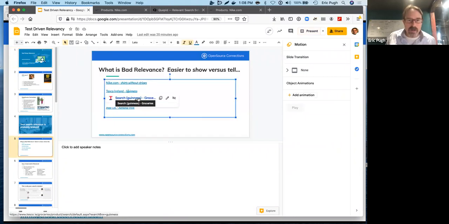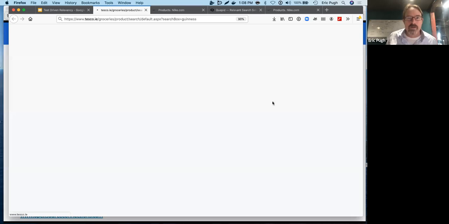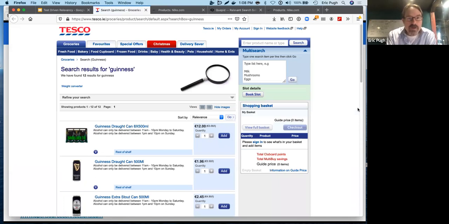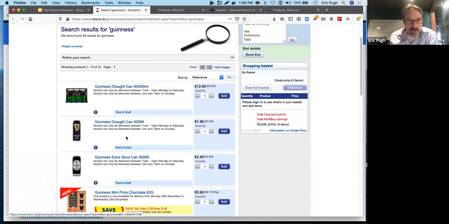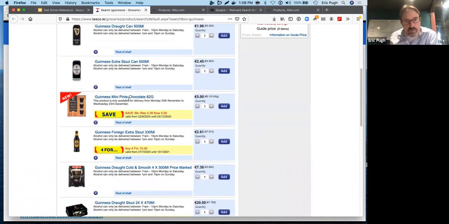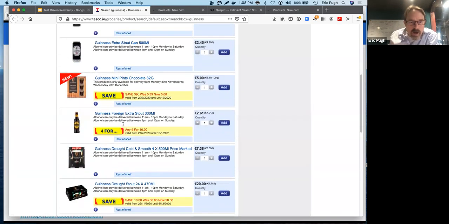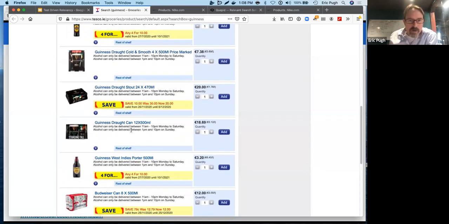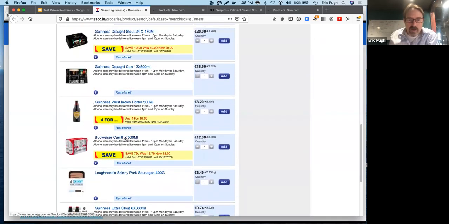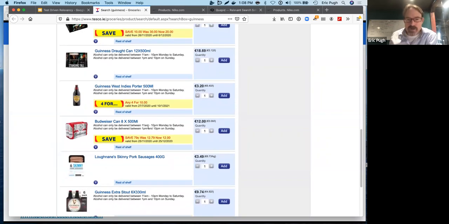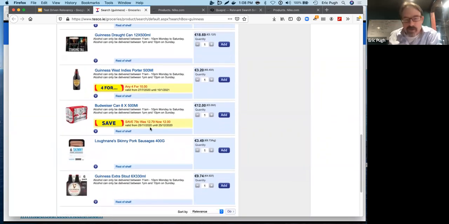So since you guys are all based in Dublin, I thought I'd go with your hometown beer choice. So this is Tesco's, and I did a search for Guinness. Okay, Guinness, Guinness, Guinness, Guinness, sort of mini pints chocolates. Looking down here, draft beer in a can, Budweiser, right? Raise your hand if you think someone searching for Guinness actually wanted Budweiser. At least it's still a beer.